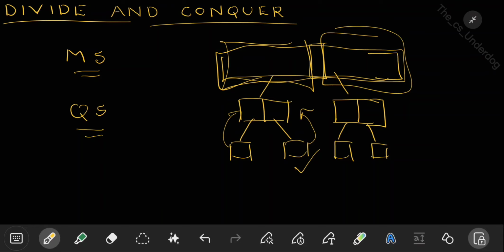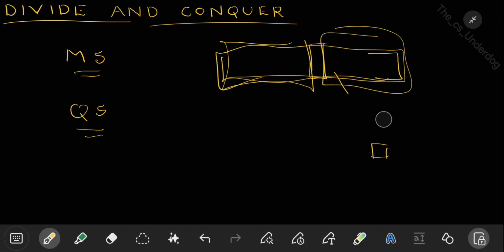Again, you did the same process. In both those sides, you found the pivot element. Using the pivot element, you will place the pivot at the right position and then solve independently for both the other sides of the array. This is also a divide and conquer technique.